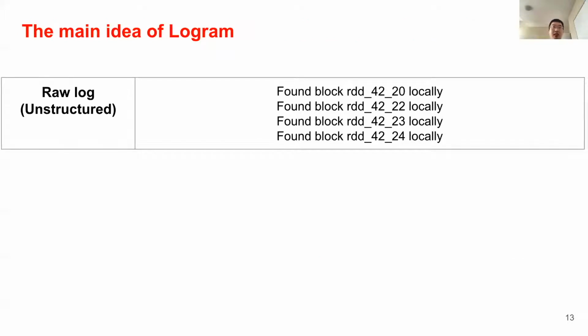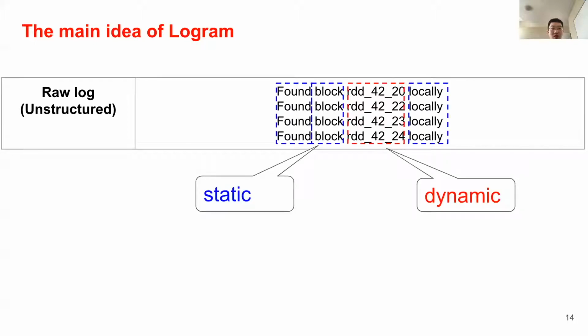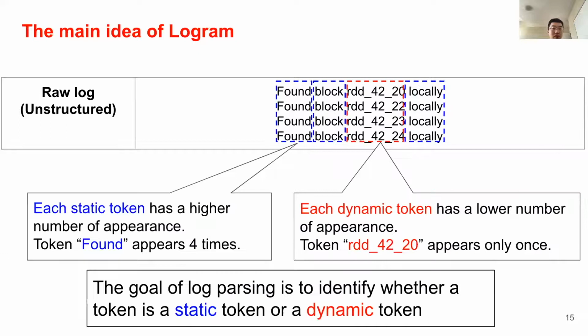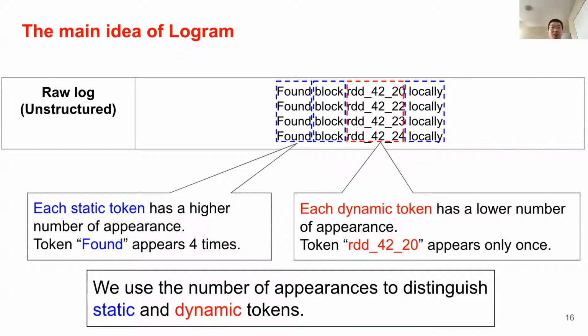Here I will introduce the main idea of Logram. There are some log messages from a software system. The tokens in the blue box are the static parts, and the tokens in the red box are the dynamic parts. Just like the example, we can see that the appearance of static tokens has a higher number than that of the dynamic tokens. As the goal of log parsing is to identify whether a token is a static token or a dynamic token, we can use the number of appearances to distinguish dynamic and static tokens.